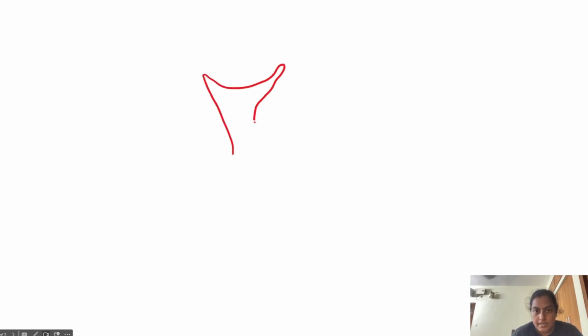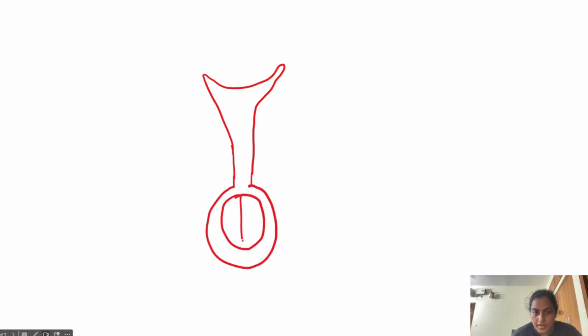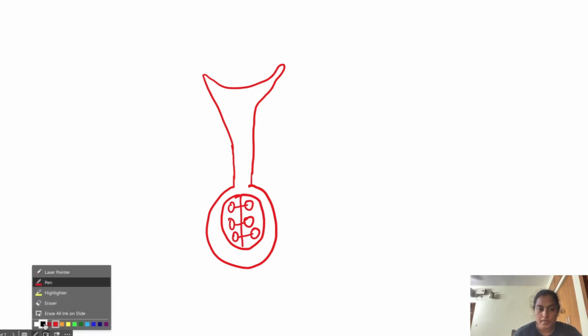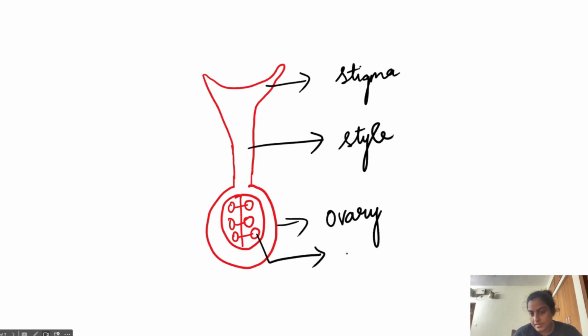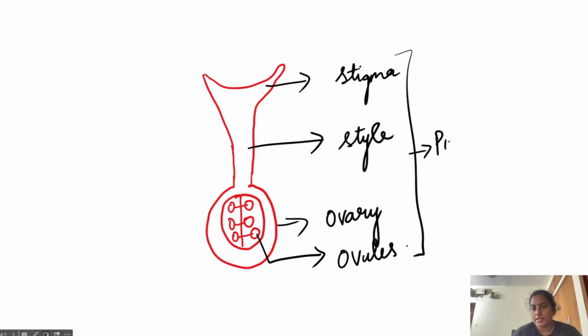Suppose this is the stigma, this is the style, and this is the ovary. Okay, a cross section. Now the ovules, these tiny circles which I am drawing, are the ovules inside the ovary. So you all know this is stigma, this is style, this is ovary, and the tiny circles inside the ovary are the ovules. This totally forms the pistil or the carpel, which is nothing but the female reproductive structure. Right. So what happens? Follow.